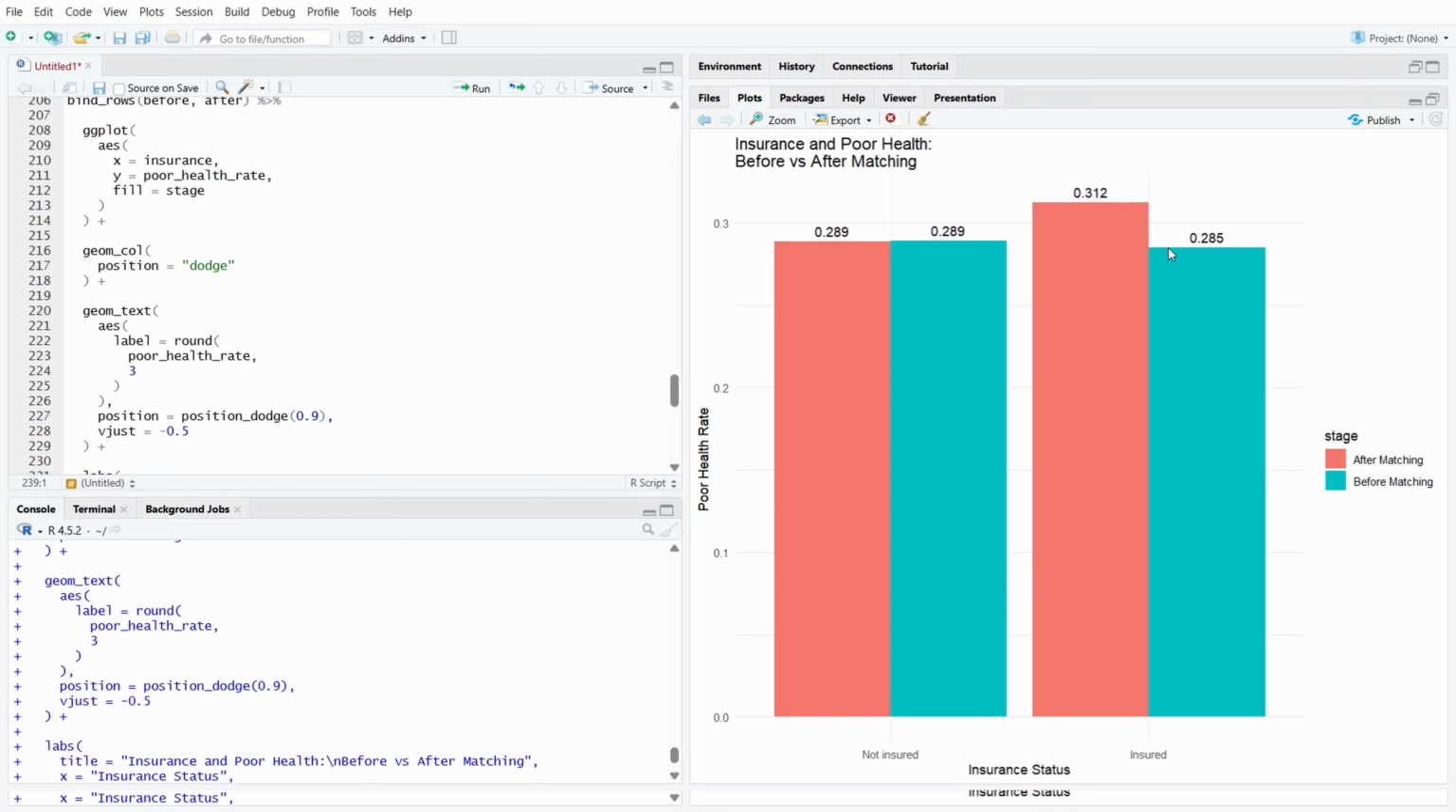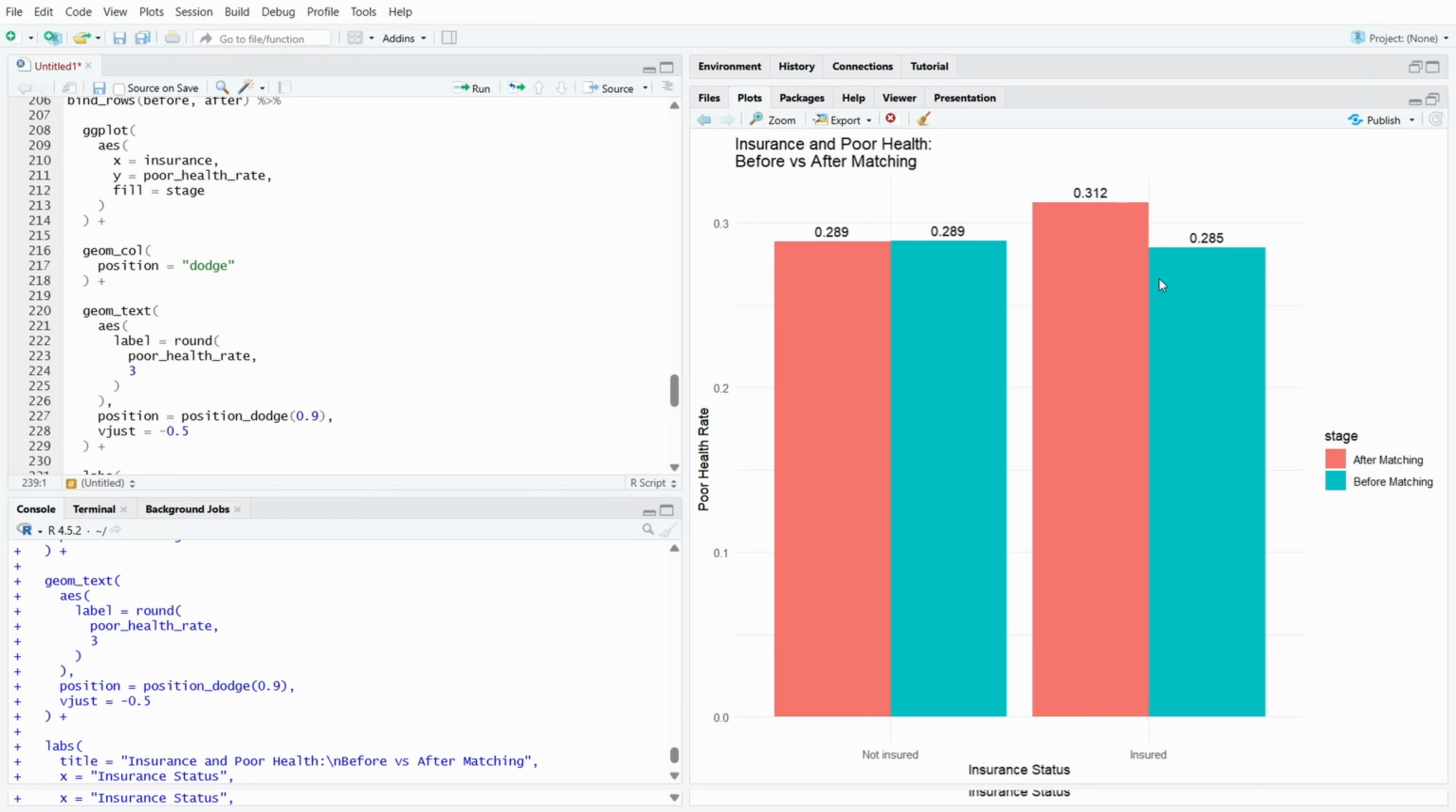Matching can substantially alter the analytic sample. The goal is not to preserve the original sample distribution, but rather to create groups that are more comparable on observed covariates. So the increase in poor health after matching does not mean that matching worsened health outcomes. Instead, it reflects the re-weighting and selection process used to improve balance between the groups.